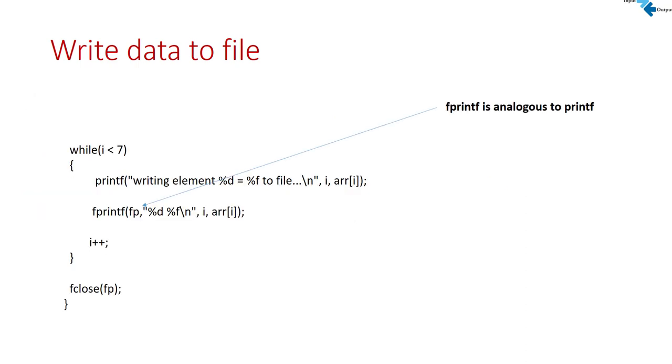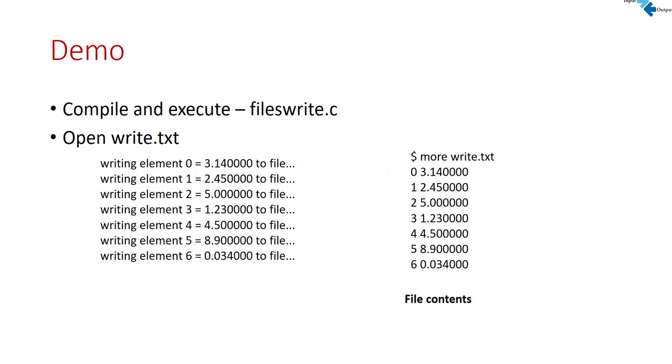And again, make sure that the fprintf is exactly the same as printf. The only difference is that you are using fp, right? Or giving the pointer to this file. And if you used instead standard out, in this case, you are just printing to the screen. So if you run this program, you will see something like this. On the screen, you will find writing element 0 to 3.14 and so on. And then in the file itself, you will find 0, 3.14, 1, 2.45, 2, 5.0, and so on.